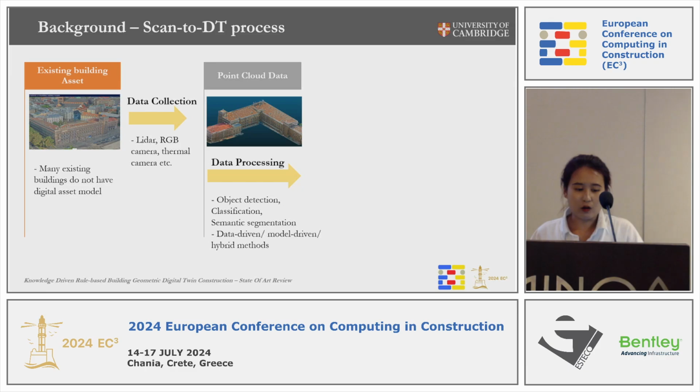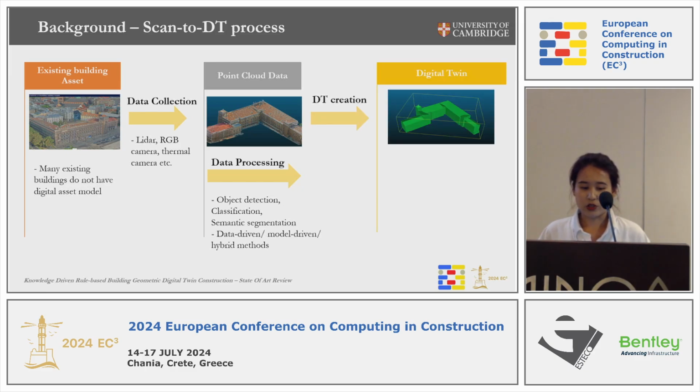The very common method: the first step is data collection. We use LiDAR, RGB camera or thermal camera to do the data collection, and then establish point cloud data. And then we process the point cloud data to identify it, for example, object detection, classification, and semantic segmentation. And then we establish the digital twin model from the data-driven, model-driven or hybrid-driven method. And then we get the digital twin.